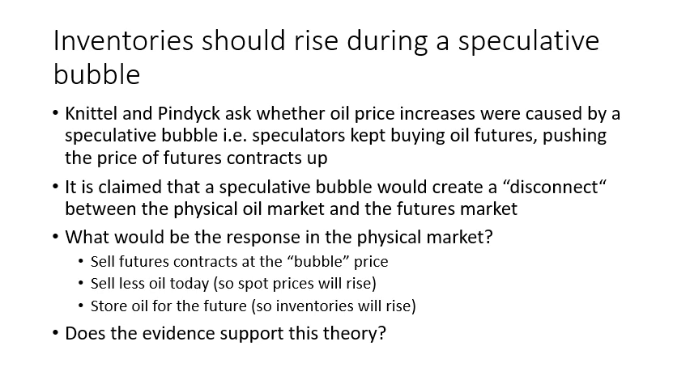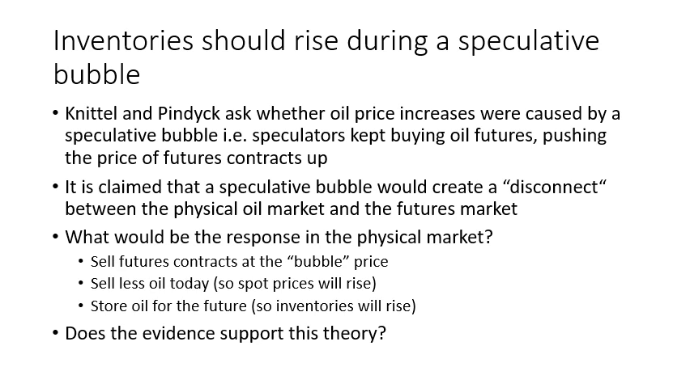What would be the response in the physical market? We'd see the sale of futures contracts at the bubble price, not at the actual price, the price that oil should be valued at. They'd sell less oil today, so spot prices will rise, right? So if we think that Beanie Babies are going to be more valuable in the future, we're going to hold on to them today, creating a shortage today, causing the current price, or the spot price, to go up, and then we would see an increase in inventories. A storage of inventories for the future.